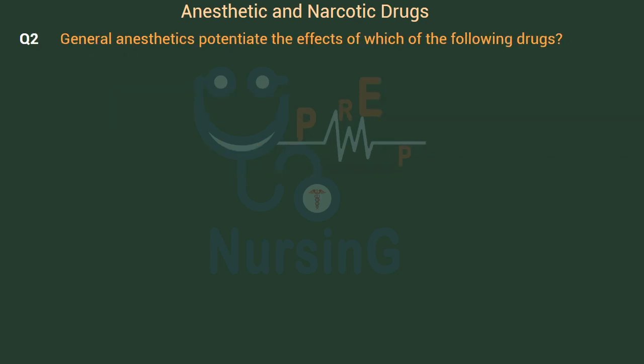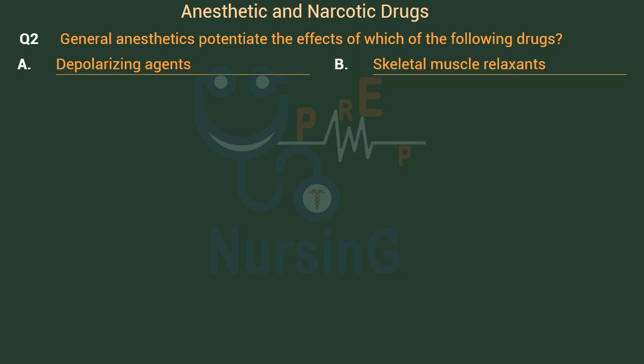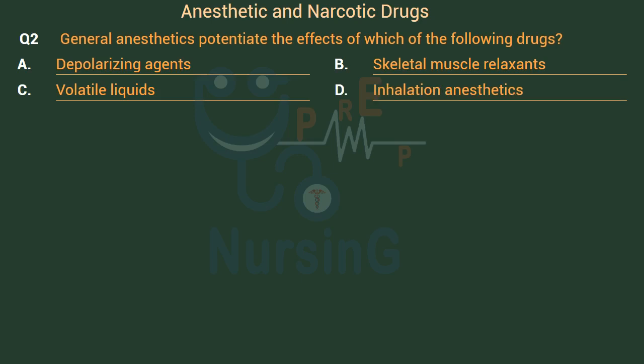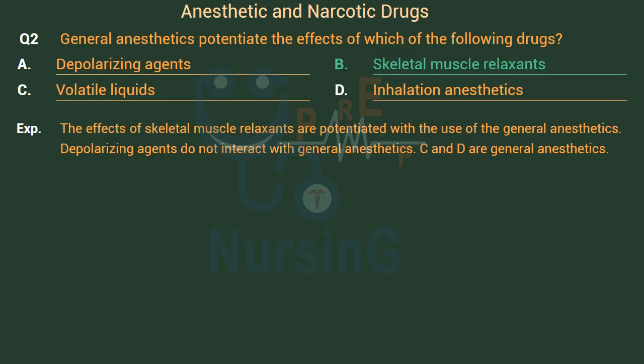General anesthetics potentiate the effects of which of the following drugs? Option A, Depolarizing agents. Option B, Skeletal muscle relaxants. Option C, Volatile liquids. Option D, Inhalation anesthetics. Right answer is Option B, Skeletal muscle relaxants. The effects of skeletal muscle relaxants are potentiated with the use of the general anesthetics. Depolarizing agents do not interact with general anesthetics. C and D are general anesthetics.